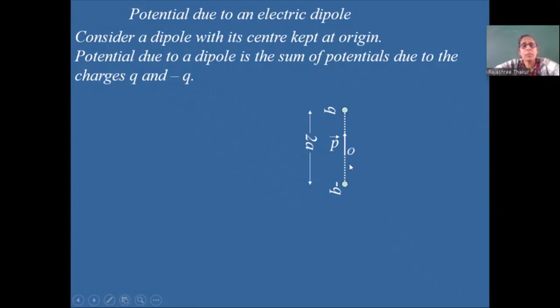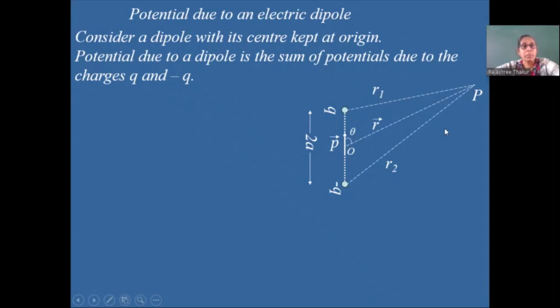Let me consider a point P. So position vector of P is r. Now we are considering here that r is far greater than this distance a. In that case, what will be the potential at P due to this dipole? Of course, I have considered the lengths here as r1 and r2. So P from plus q is r1 and P from minus q is r2. The angle between r and the dipole moment is theta.